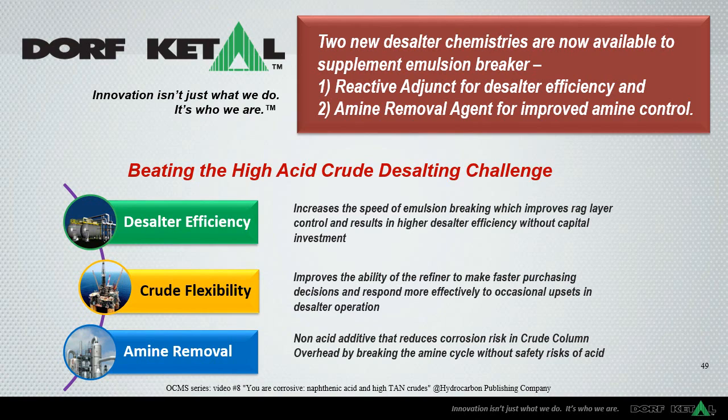With a tighter oil-water interface, the brine quality is dramatically improved, resulting in a reduction in slop oil generation and its associated reprocessing costs. More efficient contaminant removal increases the speed of emulsion breaking and improves crude dehydration. The speed of the emulsion breaking chemistry is a critical variable for rag layer control. Reactive adjunct chemistry adds desalting capacity, which can increase the use of high-TAN crude and improve refining profitability.